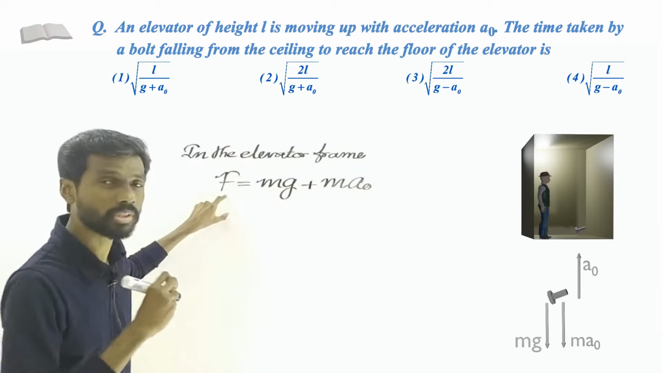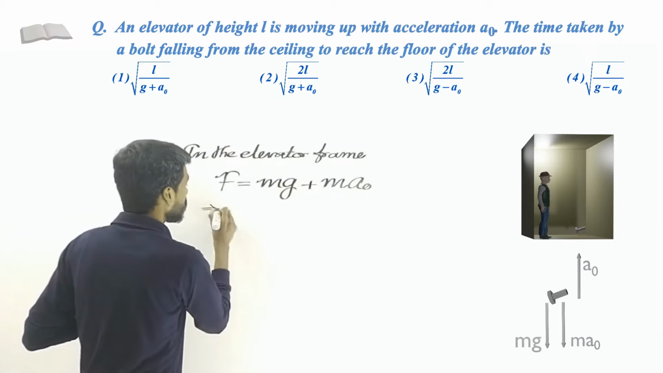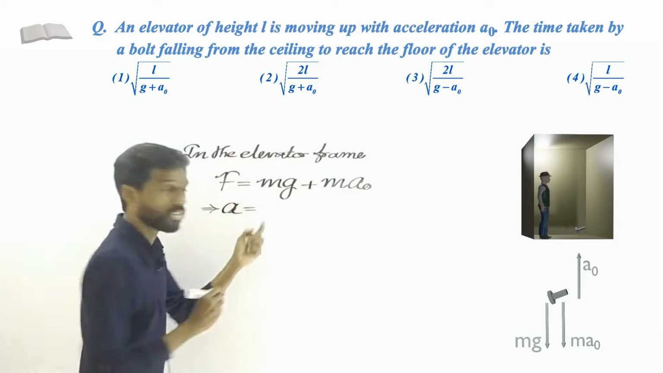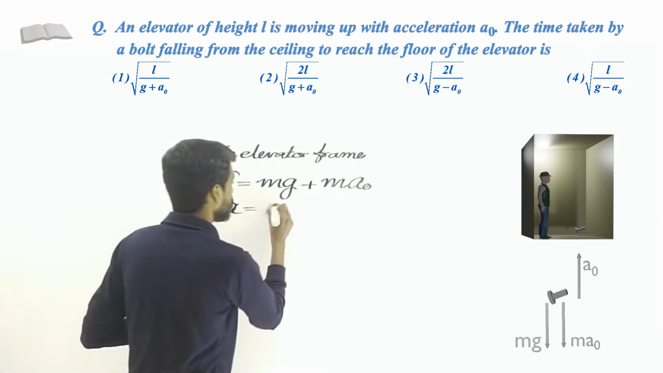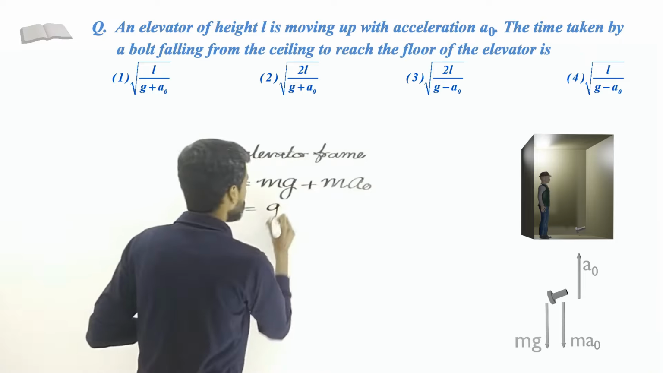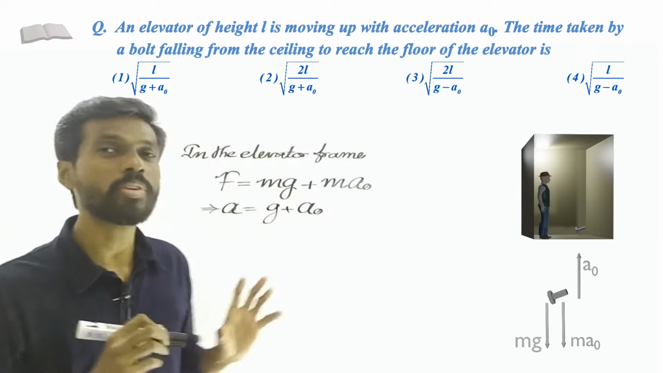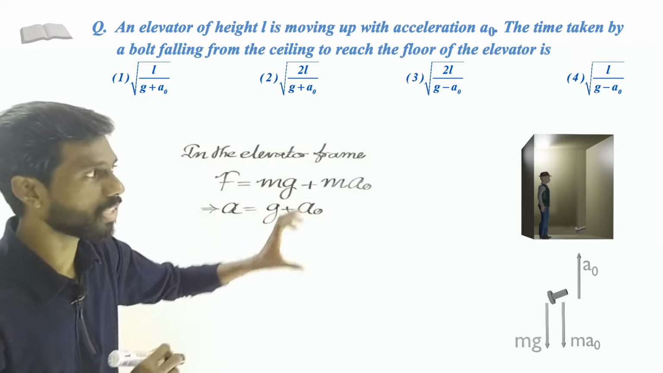Now this is the force. That means, what is the total acceleration of the bolt? That is divided by m. That's all. So this is g plus a0. This is the acceleration of the bolt. The acceleration is known. We have to find the time taken to cover the distance of, say, L.